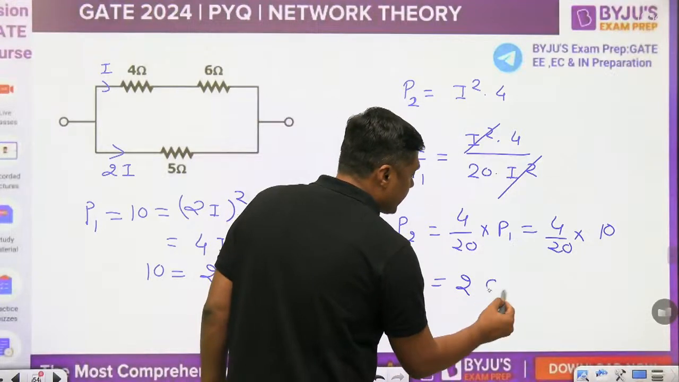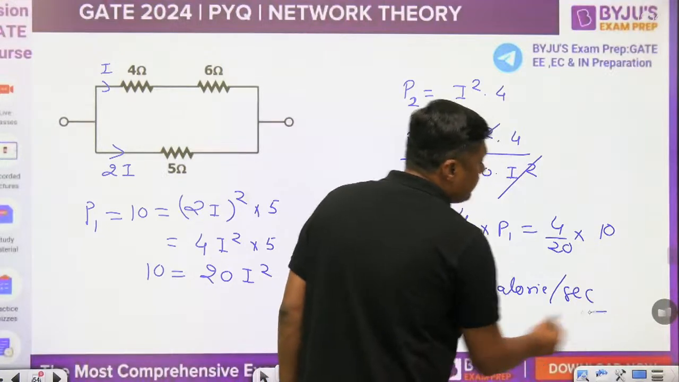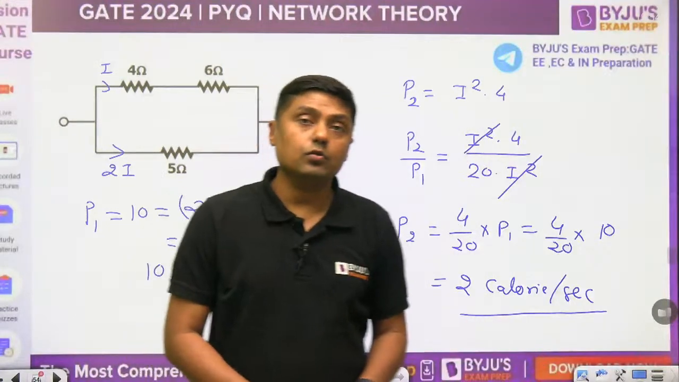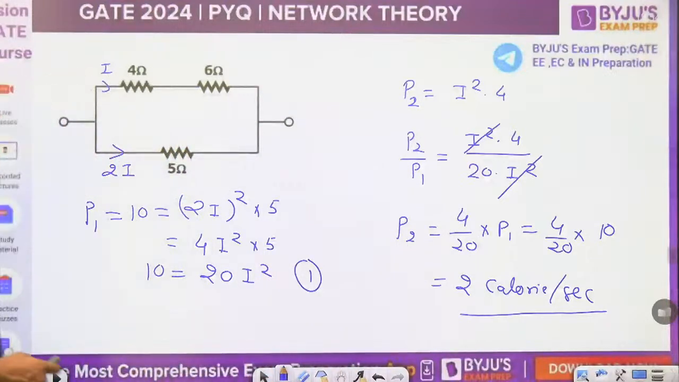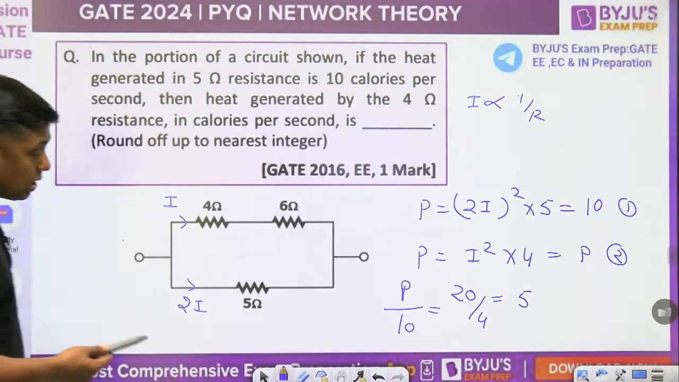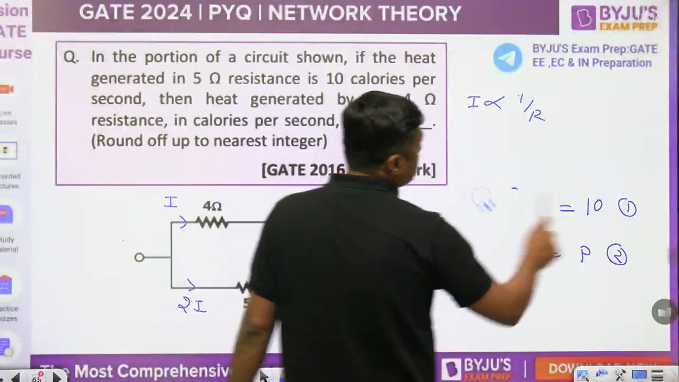2 calorie per second. No need to change it into joule and so on, because we are using the same unit. We can find the value, right? So that is a very, very simple one. That is the value. 2 is the answer. So in exam, sometimes there may be the chance of silly mistakes.